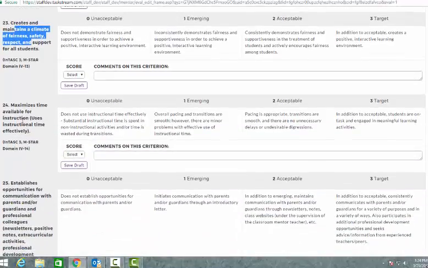Maximize time available for instruction, bell to bell. You should be going bell to bell. That's simple. Bell rings, you start. Bell ends, you're done. Now, I know all day, every day, you're not going bell to bell. But when a university supervisor shows up, it needs to be bell to bell. You got to make that bell to bell lecture. You got to. You got to nail it.